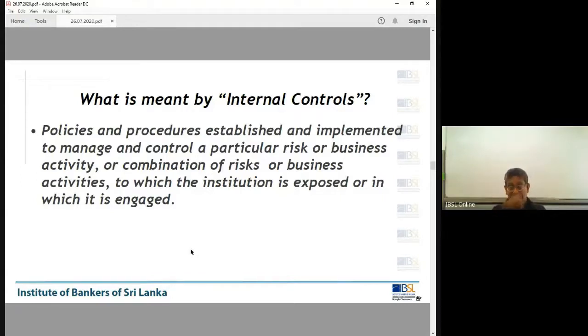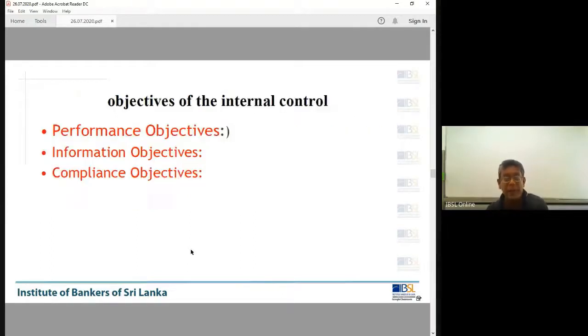right? Otherwise, if you do not have a proper internal control system, your organization is going to face what type of risk? Operational risk, right? Now you know what internal control means. What are the objectives of internal control? Why do we have them? There are three main objectives. One, performance objectives. Second, the information objectives. Third, the compliance objectives. To fulfill three types of objectives.